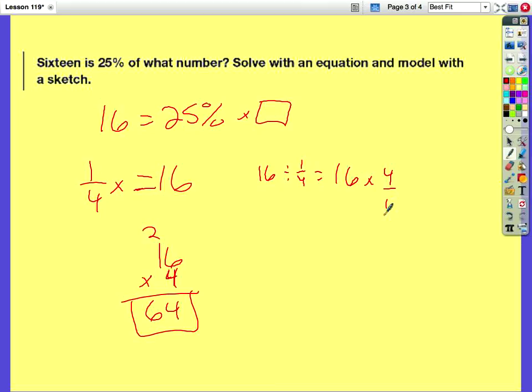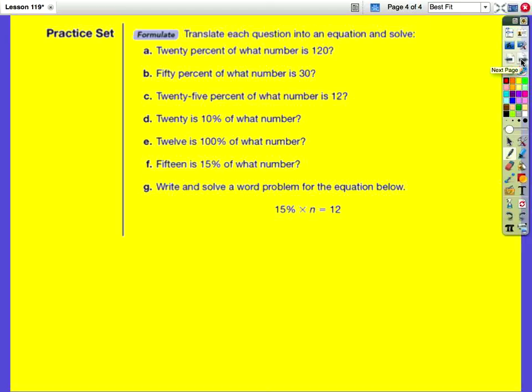You could have done it in decimals, where it's 0.25 times what equals 16. 16 divided by that. I like using fractions because I don't like dividing by decimals very much. Either way is going to work. So go ahead, solve these problems, find the unknown numbers. Make sure you bring any questions you may have to class.